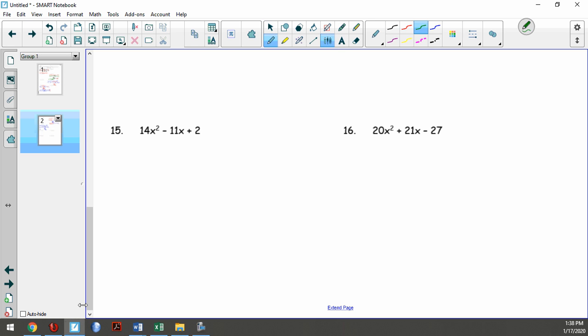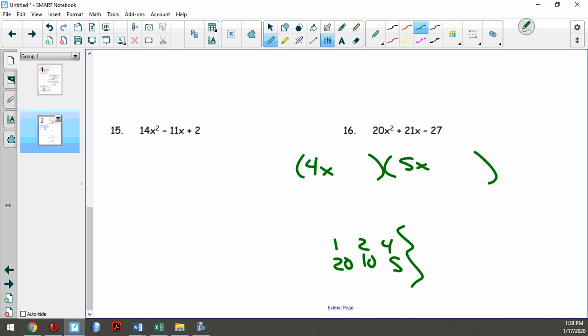Do I have a GCF? No, I don't. So, factors of 20. 1 and 20, 2 and 10, 4 and 5. Talk to me. 4x and 5x. Next, what's the number 27? What's that sign going to be? Negative, so what does that mean?